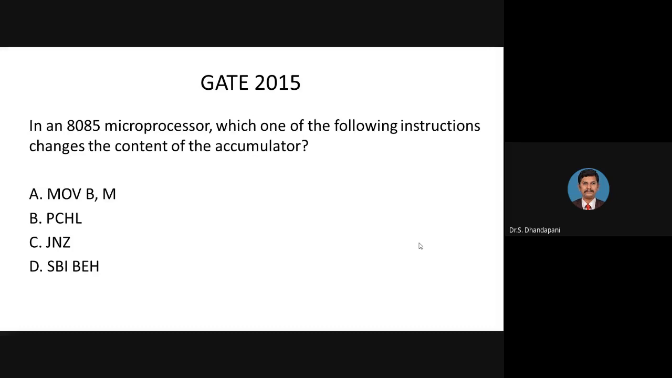Now another question from GATE 2015. In the 8085 microprocessor, which one of the following instructions changes the content of the accumulator? The meaning of the question is, some of the instructions will affect the content of the accumulator. Some instructions will not affect the content of the accumulator. So here four instructions are given. We have to identify, while executing which particular instruction, the content of the accumulator will be changed. That is the question. Any guess?